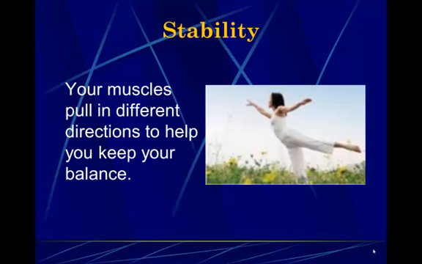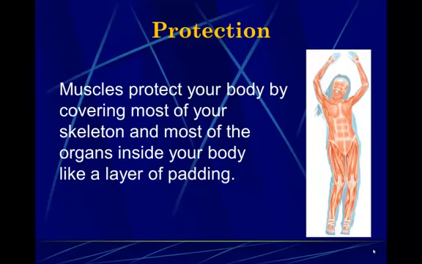Stability means when you remain in your posture or you start to lose your balance, your muscles are going to pull in different directions to help keep you in balance. That's stability. Protection: if you look inside your body, most of the skeleton and most of the organs are covered by one or more layers of muscles, and that's going to add padding to protect them.